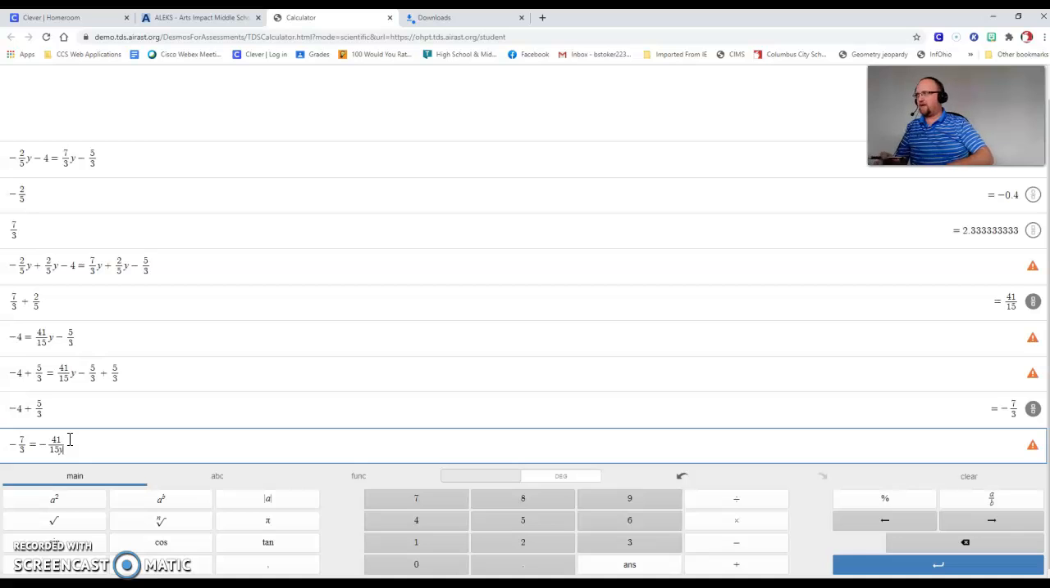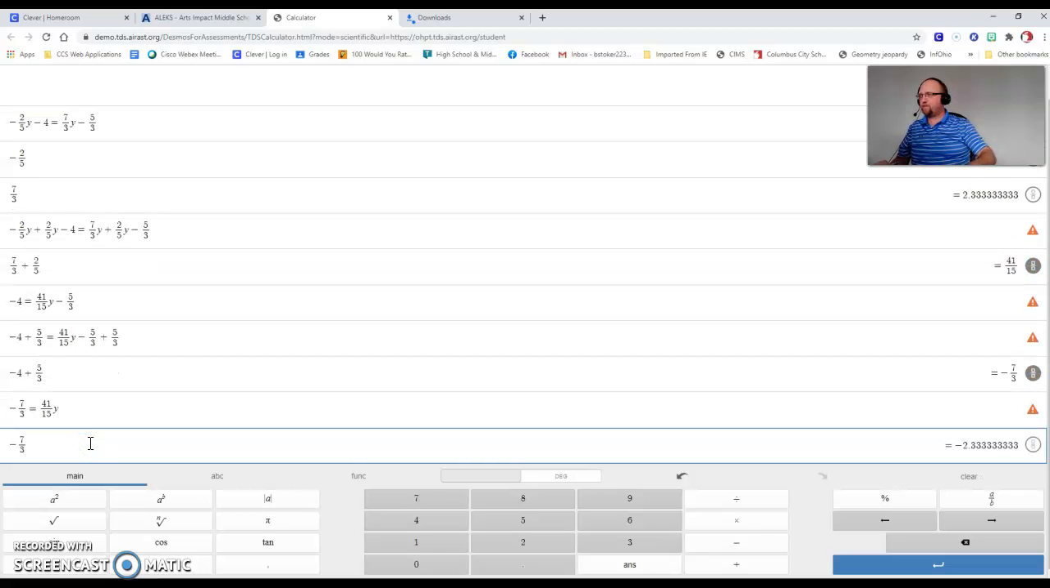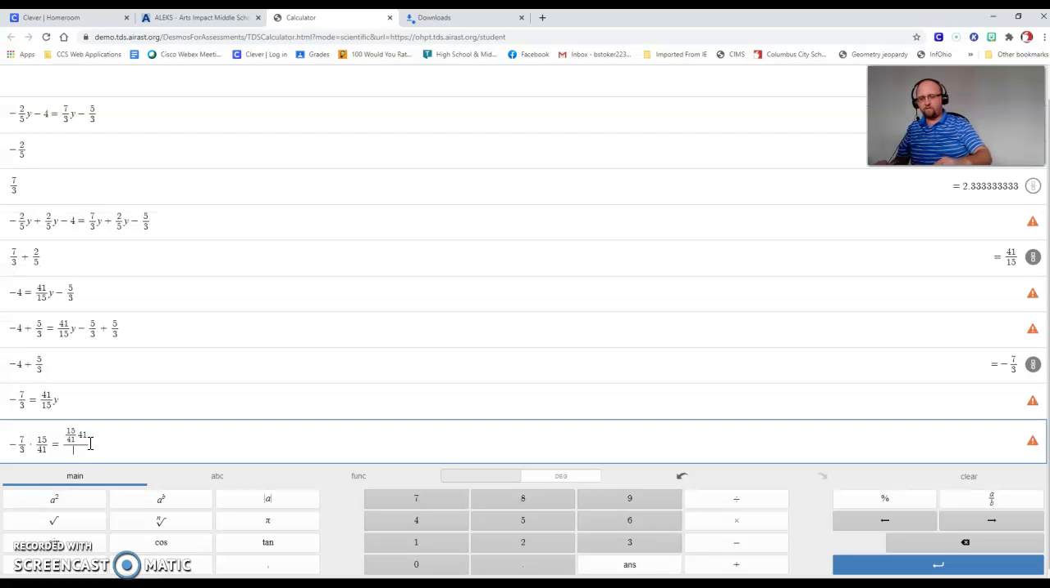And now for the last step, and that's where you got to make sure you're paying attention. This is where you are going to multiply by the reciprocal. You're going to take this coefficient, 41 divided by 15, and you're going to multiply both sides by the reciprocal. You're going to flip the fraction. So what you're doing now is you're going to say that negative 7 divided by 3 times 15 divided by 41 is equal to 15 divided by 41 times 41 divided by 15.